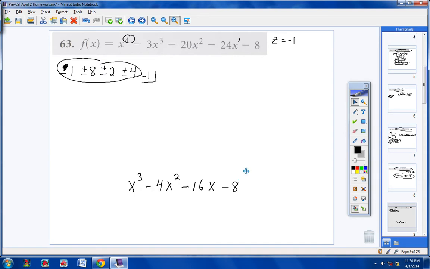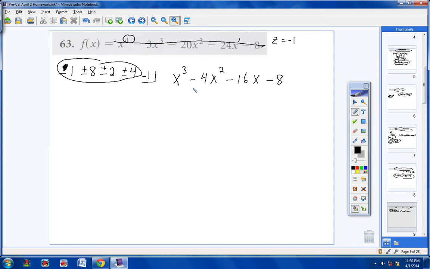Now, I'd like to say that you can use this expression now. You no longer have to use this one. You've broken it down to this. And sometimes negative 1 will work again. Now, in this case, I don't think it does. I'm pretty sure it doesn't. But we'll go ahead and try it anyways. We know positive 1 is still not going to work. That's not a 0. But anyways, my coefficients would be 1, negative 4, negative 16, negative 8. We'll go ahead and try the negative 1.